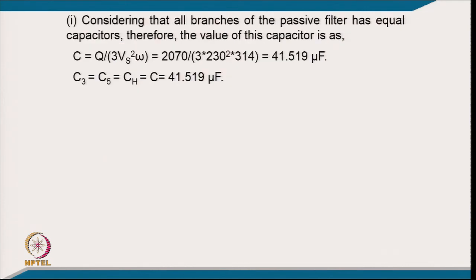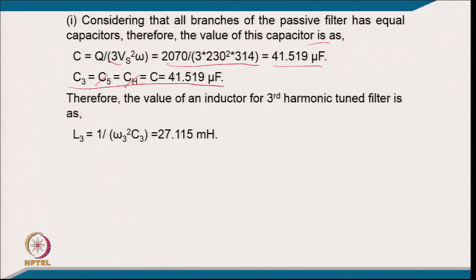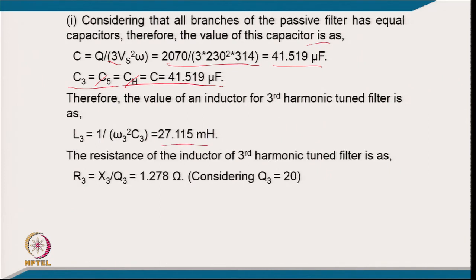Considering that all the branches of the passive filter have equal capacitors, the value of the capacitor will be as follows. We have 3 elements in the passive shunt filter. It is a single phase, so the third, fifth, and high pass are the filters. That is the reason we have a 3 here. From this we get how much capacitor we have to put for this passive shunt filter, and they are all equal. So, the 3 capacitors for the third harmonic filter, fifth harmonic filter, and high pass filter are all equal, that is 41.519 microfarad. Therefore, the value of the inductor for the third harmonic tuned filter, from this relation, we get as 27.115 millihenry, and the resistance we get from the quality factor, considering a quality factor of 20, from here we get the resistance of this third harmonic tuned filter.